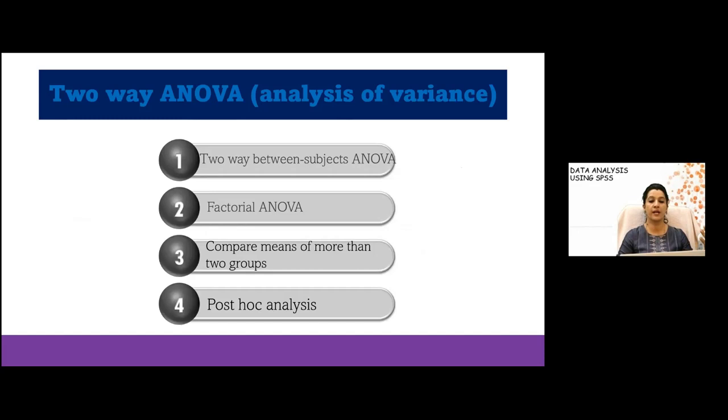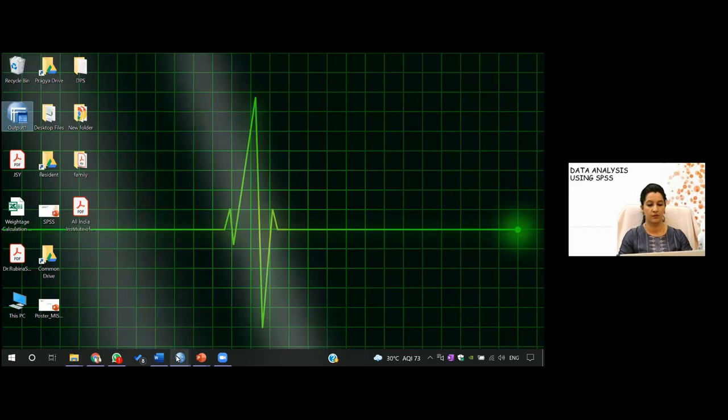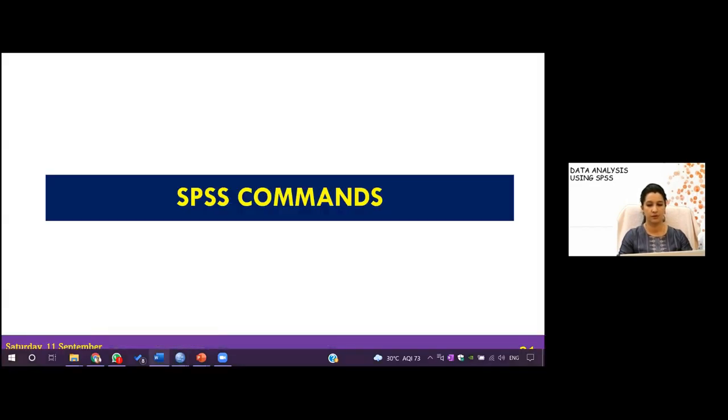So this two-way ANOVA, I think we have done this, so it's just the repetition. Now we'll see it in the SPSS. In the SPSS, I've said that we have got two examples. So I'll go with the first question. Let me open the first question.